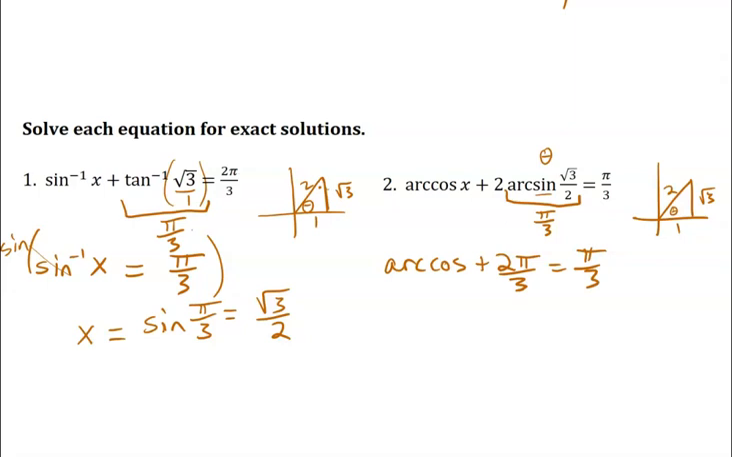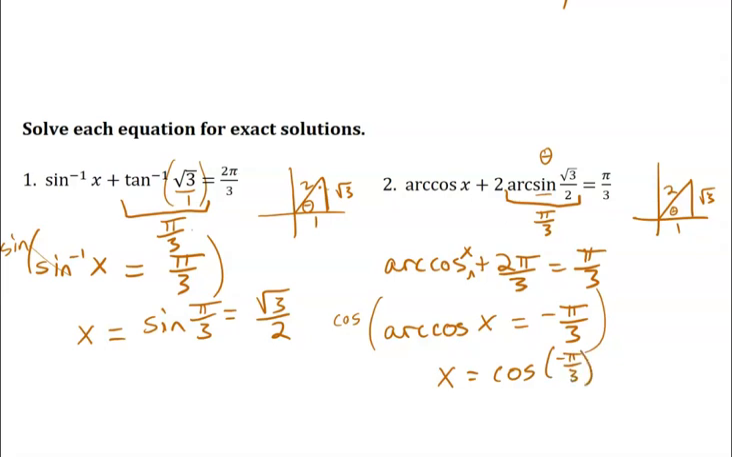I'm going to subtract 2 pi over 3 from both sides, so now I have arc cosine of, oh, I forgot my x. Whoops, back up. So arc cosine of x equals negative 1 pi over 3, or negative pi over 3. And once again, to undo arc cosine, I'm going to take the cosine of the whole thing. Cosine of arc cosine cancel each other out, so we get x equals cosine of negative pi over 3.